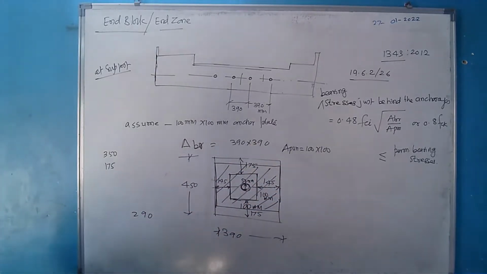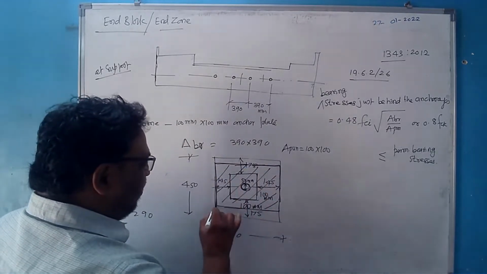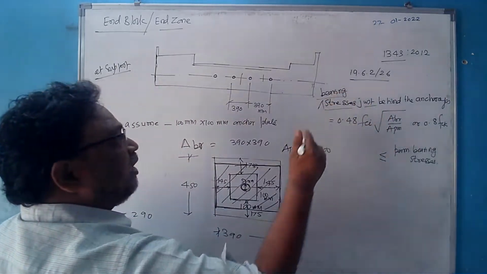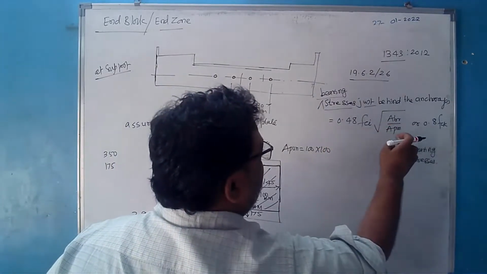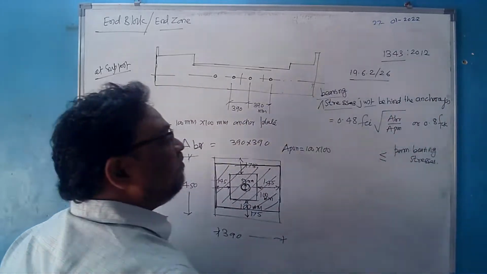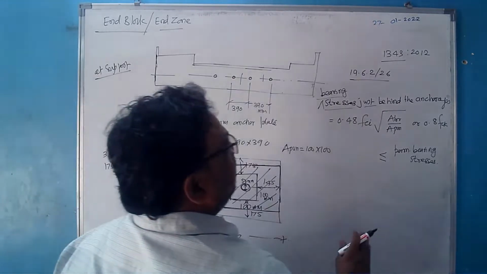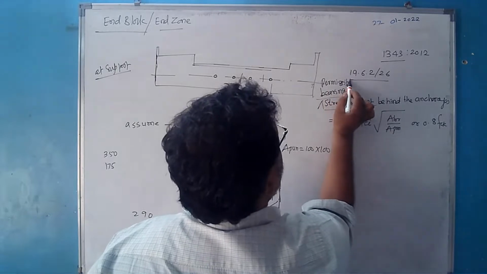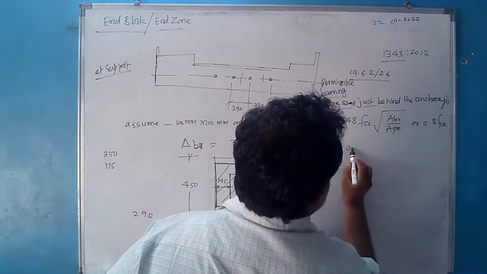This is the bearing area. Now, what are the stresses acting in this part, which is nothing but the bearing area? The bearing stresses just behind the anchorages will be equal to 0.48 FCI under root of ABR divided by APUN, or 0.8 times FCK, whichever is smaller. That is considered as the bearing stress. These are the permissible bearing stresses. The lesser of the two is called the permissible bearing stress.